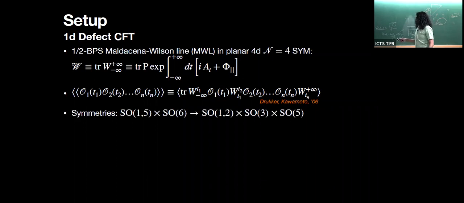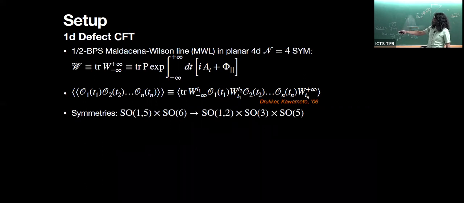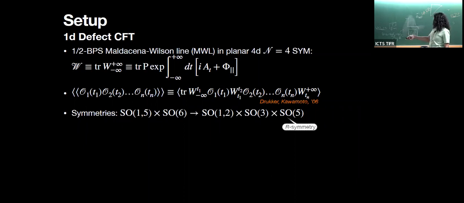Let me speak a bit more about the symmetries preserved by the line. In usual N=4 super Yang-Mills, you have 4D conformal symmetry times SO(6) R-symmetry. Now, in the presence of the line, the 4D conformal symmetry gets broken into a 1D conformal symmetry along the line itself, times physical rotations of the line, an SO(3) around the line. And because I chose one out of the 6 scalars, which I call phi parallel, to be coupled to the line, I break SO(6) to SO(5).